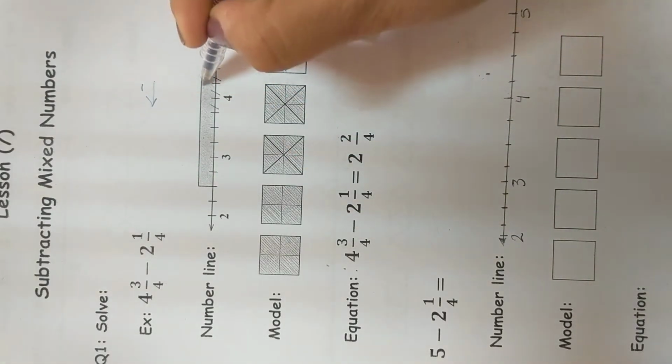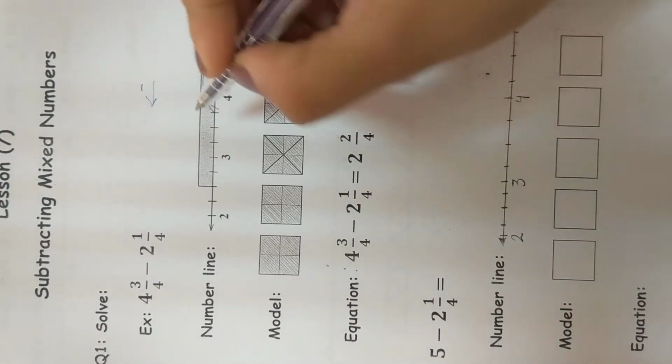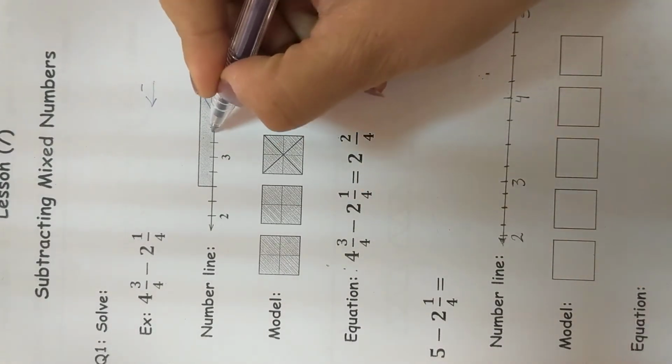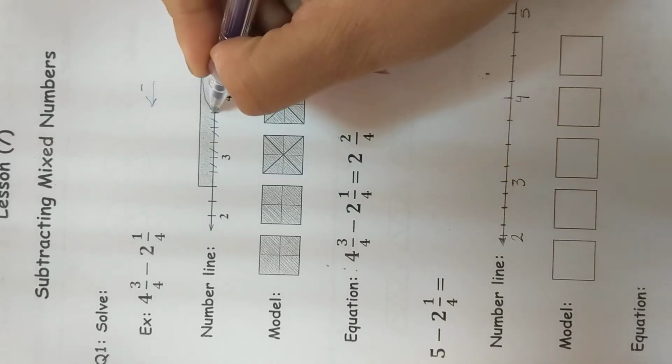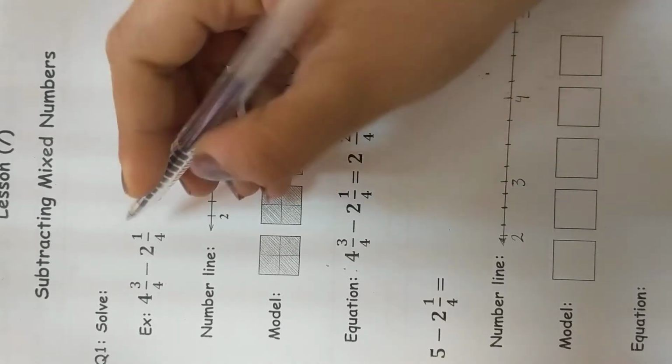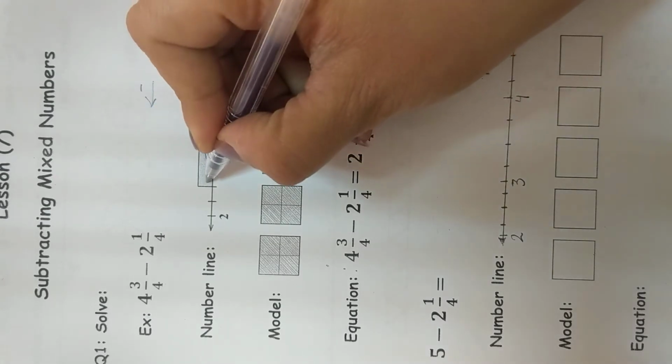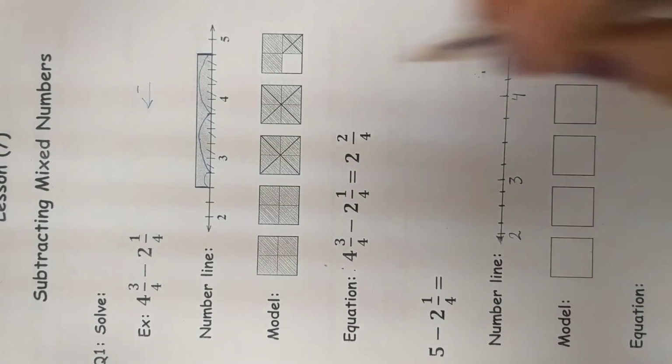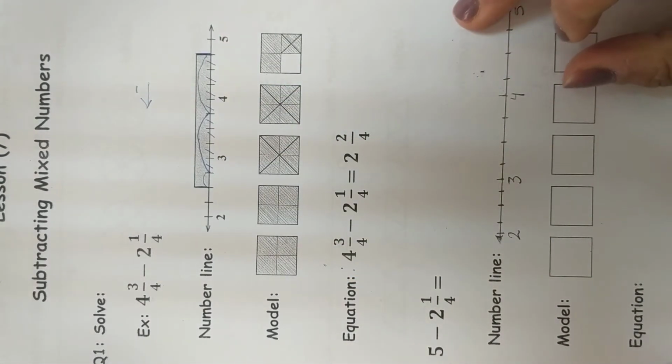This is 1, and I want 2. 1, 2, 3, 4. This is the other 2, and 1 part from the next 4 parts. This is where I will stop. Okay, this is how to represent it on the number line.